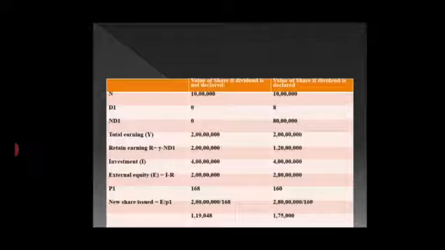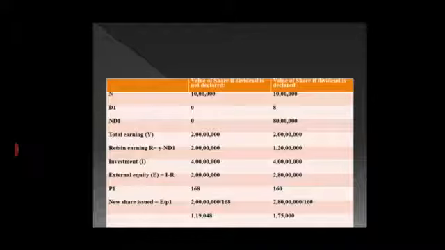Now company is going for investment of 4 crore. If company is going for 4 crore investment, what is external equity required? How much external equity is required? So that is I minus R. I means 4 crore investment minus retained earning, that is 2 crore.